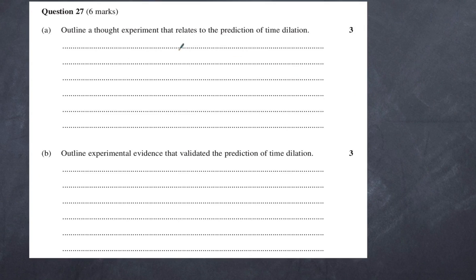So here's question 27, and we're asked to outline a thought experiment that relates to the prediction of time dilation. And then the second half asks us to outline experimental evidence that validates the prediction of time dilation. So we're really looking here, like the previous question we discussed, at some sort of modeling of time dilation, and then later on looking at some experimental data that validates that particular model. And that's again a very important process of science. You have a model which describes and tries to explain certain behavior and then provide experimental evidence that validates that particular model. Now, this is a thought experiment.